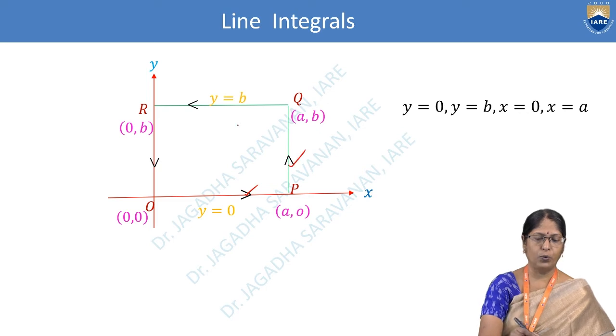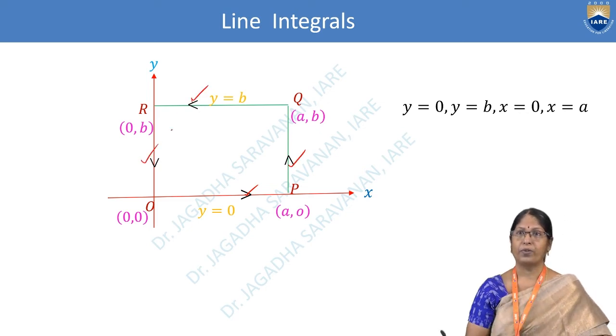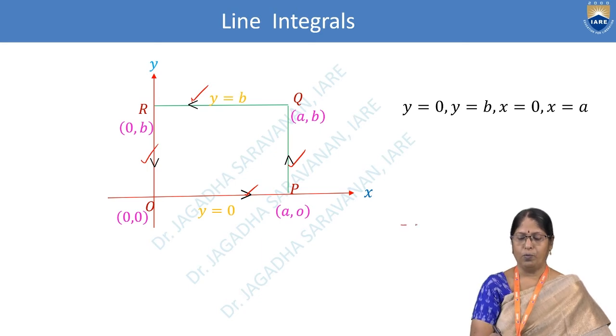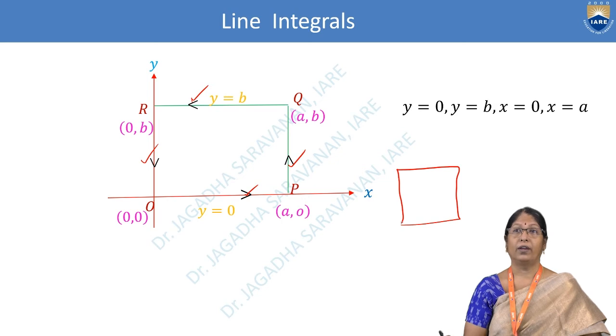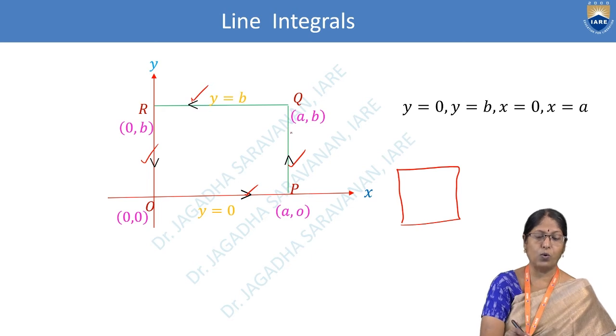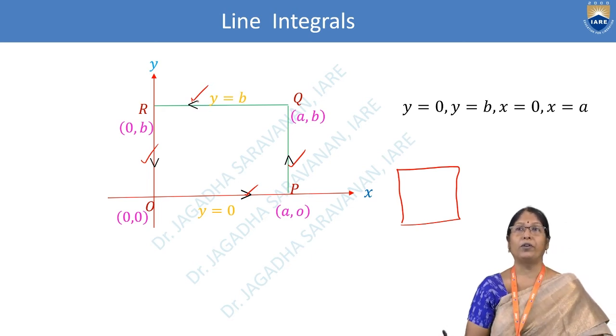So 1, 2, 3, 4. Forward direction. Movement, movement. It is not coming back. Forward steps, because it is a closed curve. This point should be very, very clear.